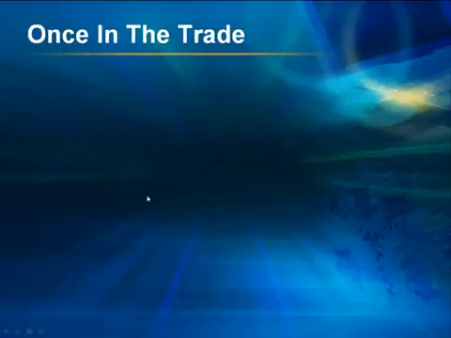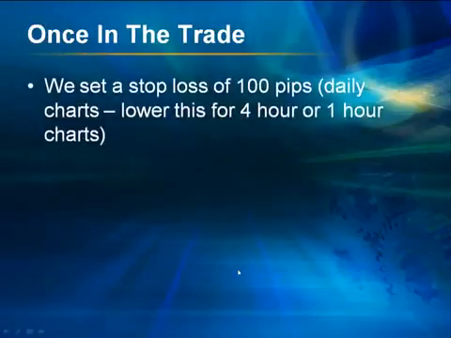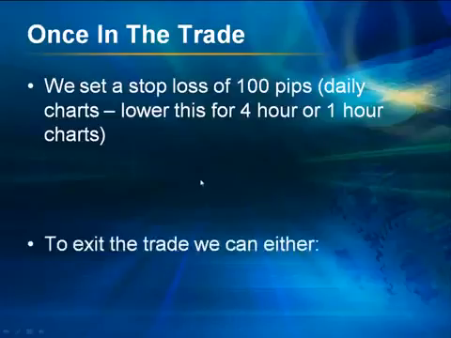And then once we're in the trade, these trades themselves are fairly automated. We set a stop loss at 100 pips, and again this is for the daily charts. When we get to video 5 I'll talk about some shorter time frames, but don't use 100 pip stops on a 4-hour or 1-hour chart if you decide to trade those.